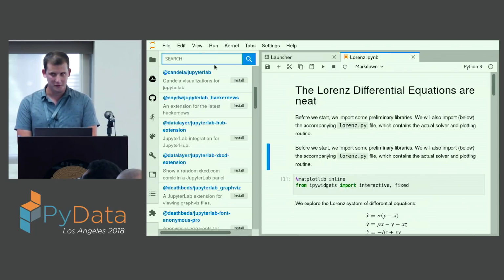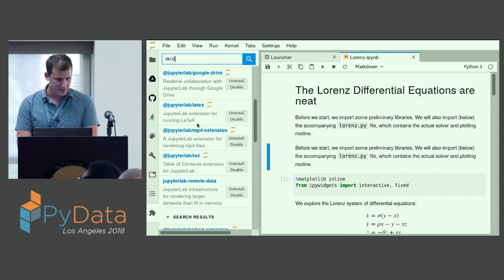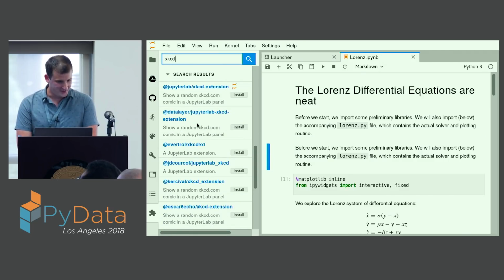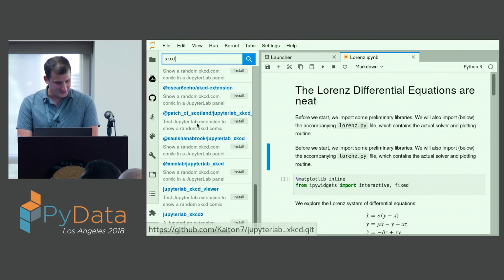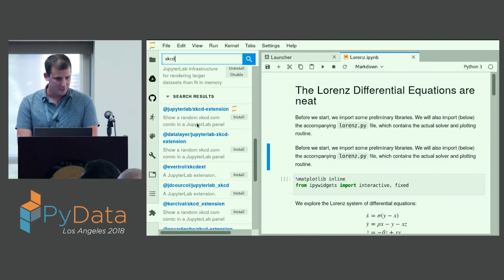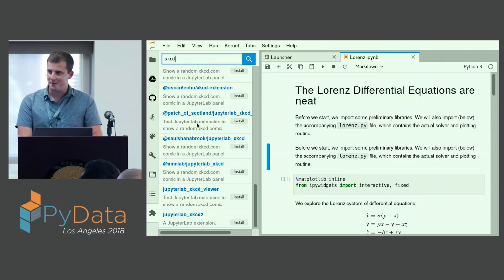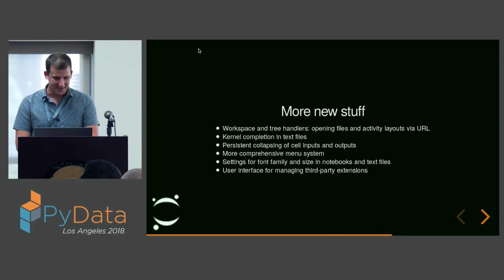One of the fun things I like to do: one of our tutorials for creating an extension is something that adds a random XKCD comic into your JupyterLab interface. So what I like to do is check and see how many people have made that extension and then published it. Currently it looks like about a dozen people have published XKCD extensions to NPM. So in case you ever wanted to try a dozen versions of the exact same thing, you can try that.